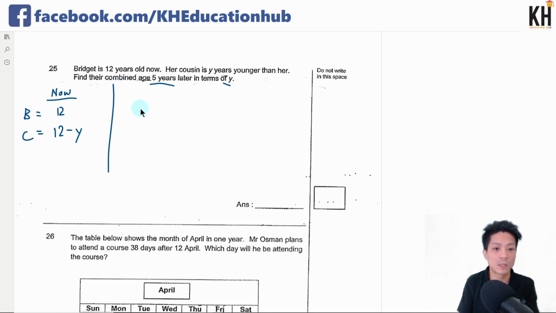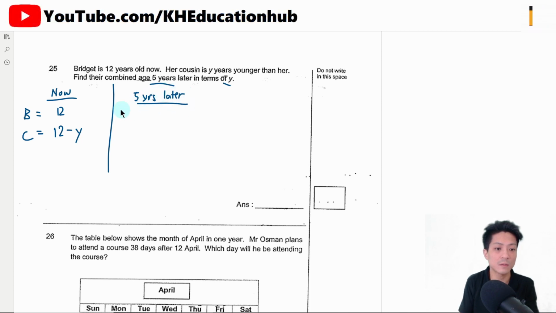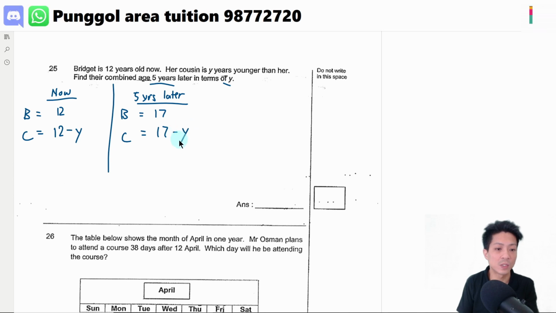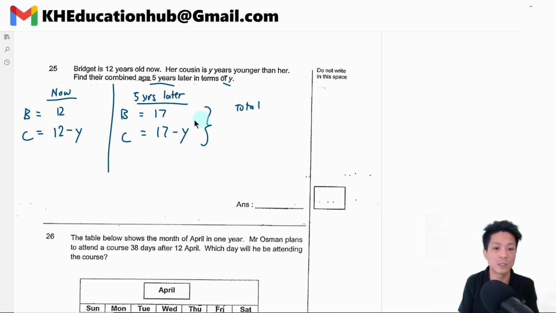Okay, so 5 years later, Bridget will be 17, and the cousin will be 17 minus y. So if you want to find their combined age, the total age is going to be 17 plus 17, which is 34 minus y.